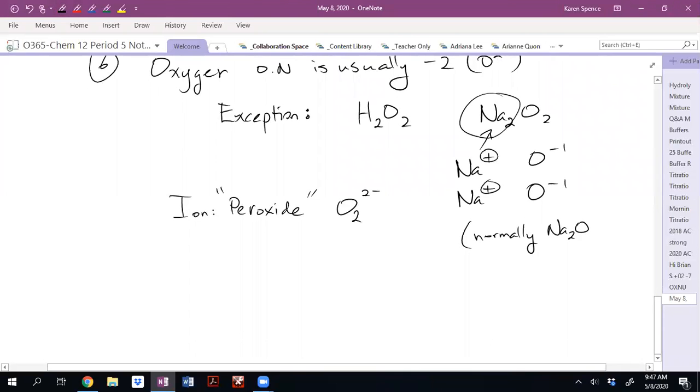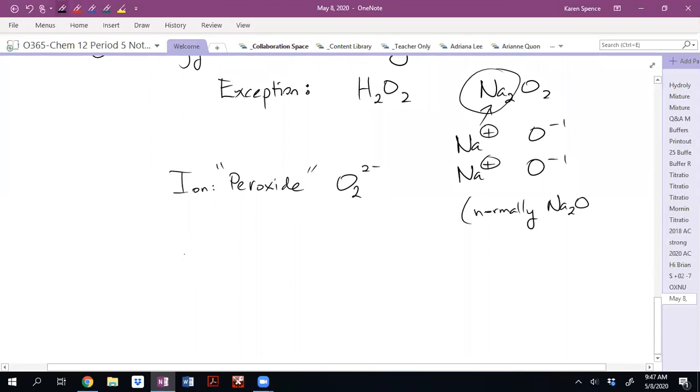Let me just think. I want to give you an example of something where people sometimes think they have a peroxide and it's not a peroxide. Not a peroxide. CH3, and then O2. There's a compound that ends in O2.